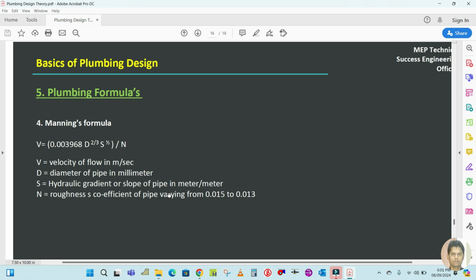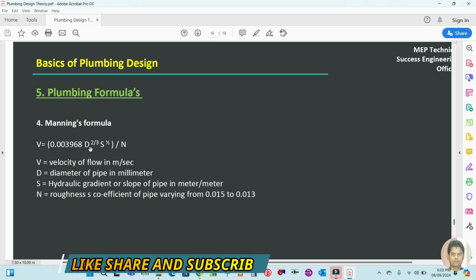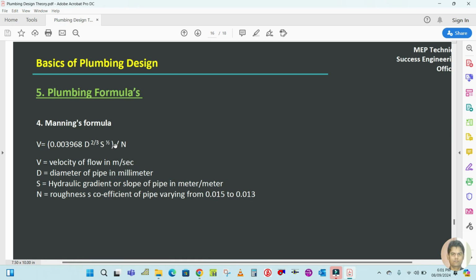Next is the Manning formula. V is equal to 0.003968 times d to the power 2/3 times s to the power half, divided by n, where V is the velocity of the flow in meters per second, d is the diameter of the pipe in millimeters, s is the hydraulic gradient or slope of the pipe, and n is the roughness coefficient of the pipe, varying from 0.015 to 0.013.